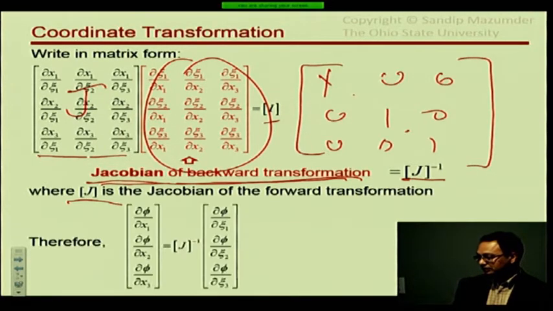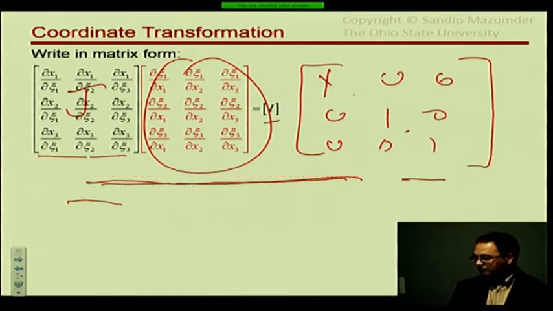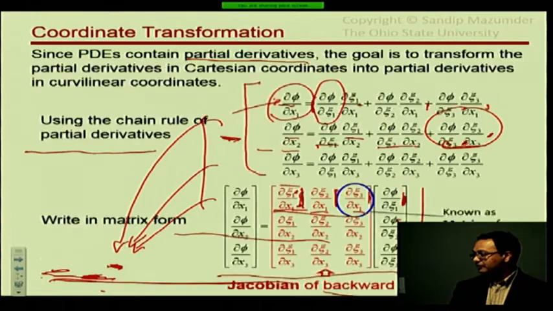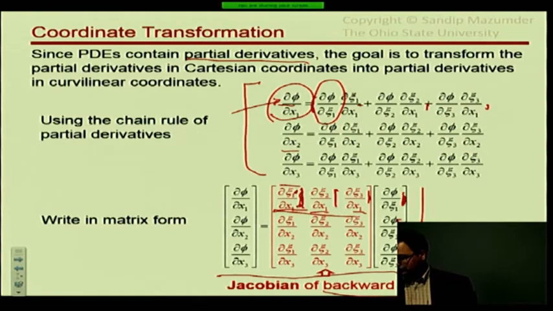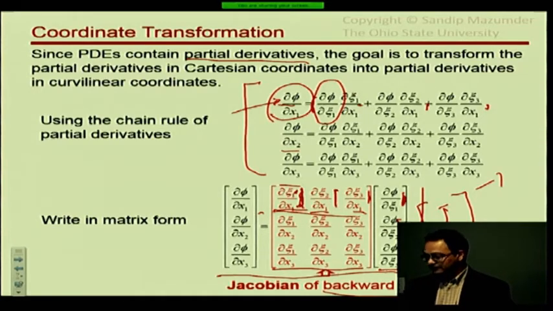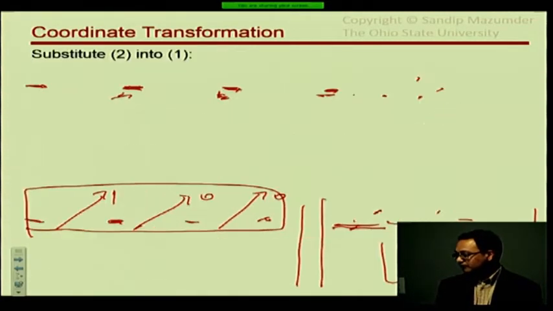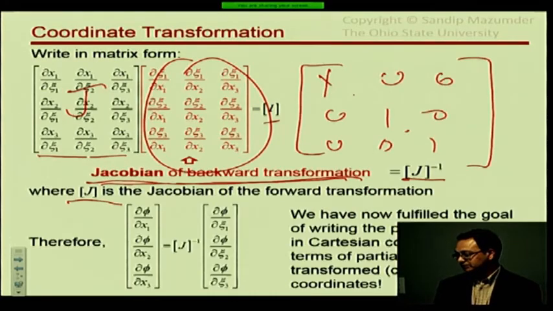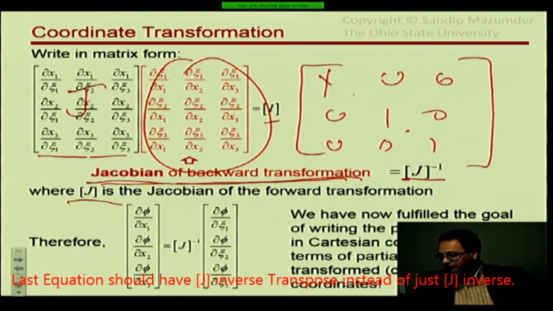Okay, so therefore, going back to my equation here, this said that this is equal to the Jacobian of the backward transformation times that. Now the Jacobian of the backward transformation is the inverse of the forward transformation. That red matrix is this guy. So therefore we now have this. So we have now fulfilled the goal of writing the partial derivatives in Cartesian coordinates in terms of partial derivatives in the transformed or curvilinear coordinates, as long as we know how to calculate the Jacobian.